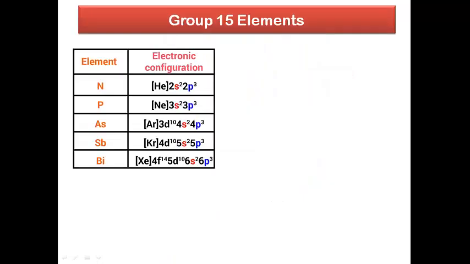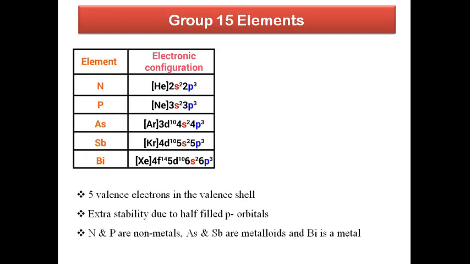So now we'll discuss group 15 elements. Group 15 elements are nitrogen, phosphorus, arsenic, antimony and bismuth. If we look at their electronic configuration, the general electronic configuration is ns2 np3. That means there are totally 5 valence electrons in group 15 elements.